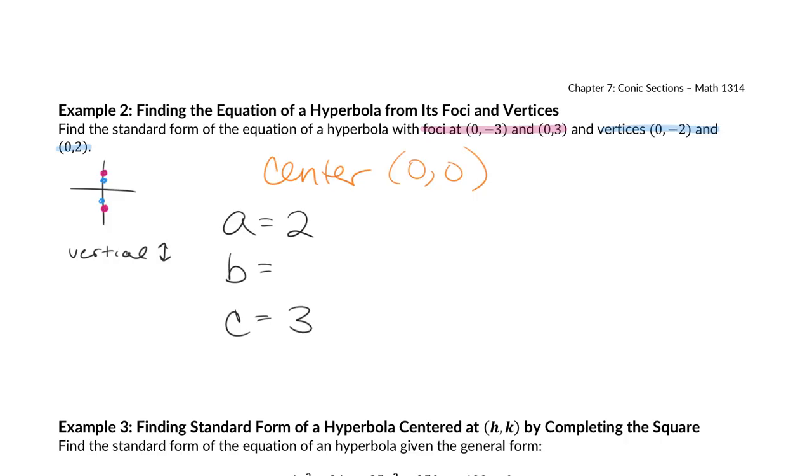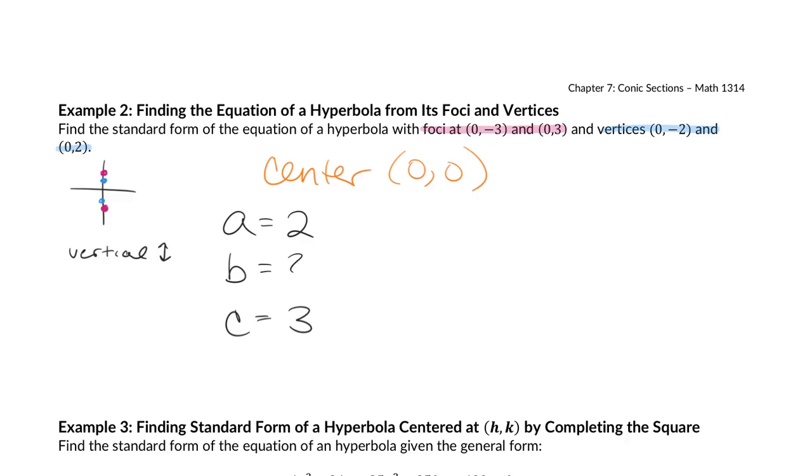How do I know this? It tells you. You can do the negative 3 and the 3. And remember, foci comes from your focal length, which was 3. So that's c. And then the vertex is 2 steps away from the center, so a is 2. We just need to know b.